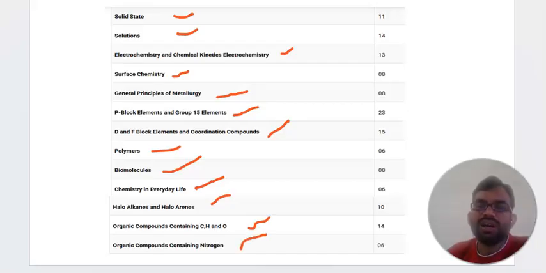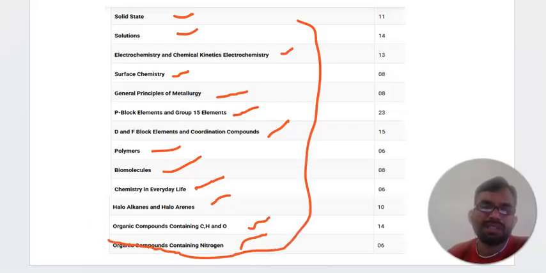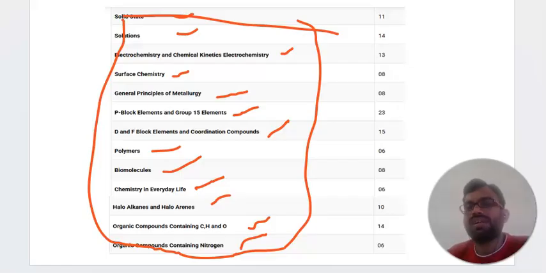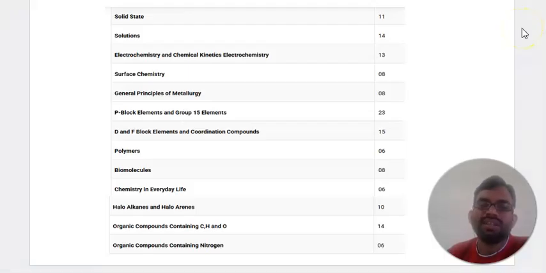So this is our total intermediate second year chemistry syllabus, especially for the IPE exam, and you can see it in JEE Mains also. These 13 chapters are very important to learn further for the IPE exams and various competitive exams.